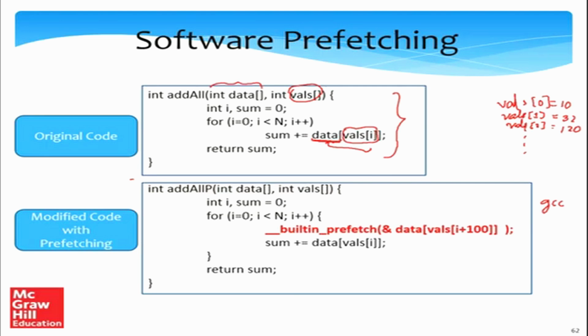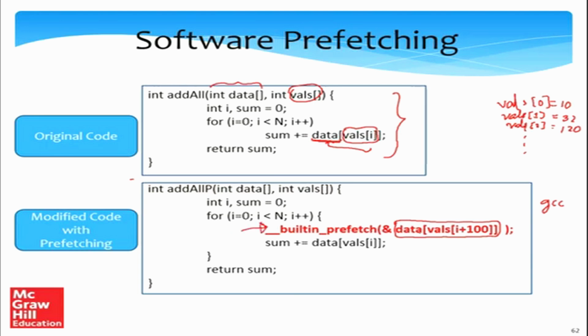And if the address just in case is wrong or invalid, it does not matter. There are never any problems if the address is invalid. So what we can do is prefetch some address which will be accessed in the future. For example, we can prefetch this address over here, which is vals[i+100]. Assume that in the current iteration we are at vals[i]. After 100 more iterations, we'll be accessing the data array entry at vals[i+100]. So we can prefetch that entry in the current iteration by calling the function __builtin_prefetch.